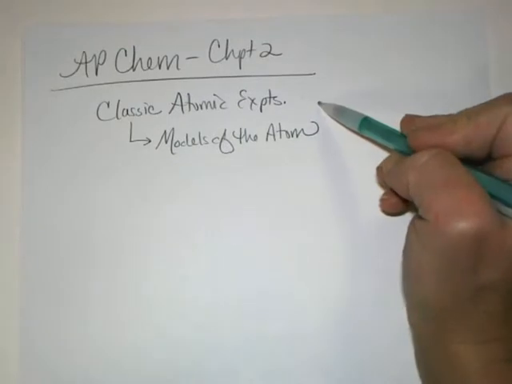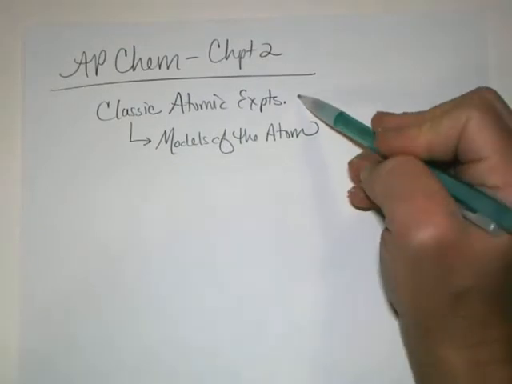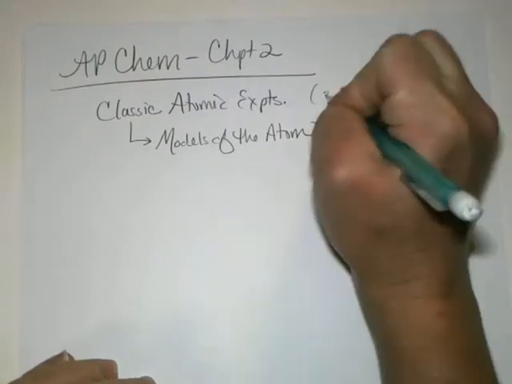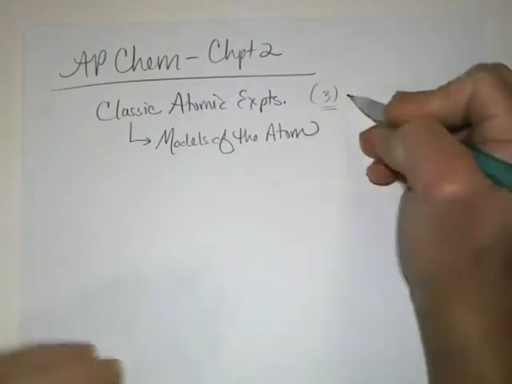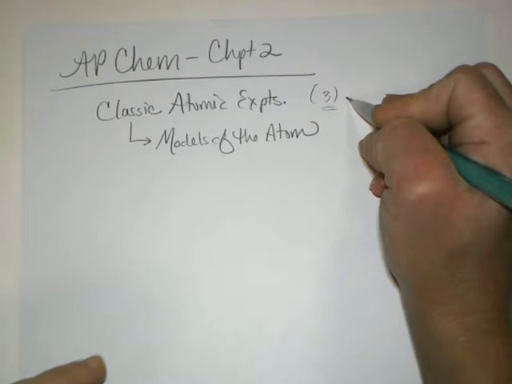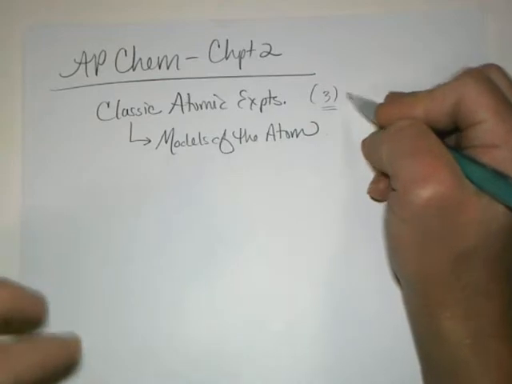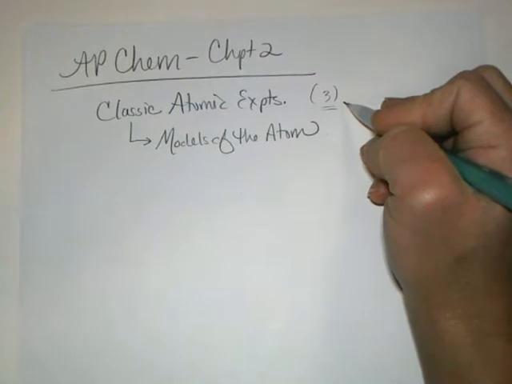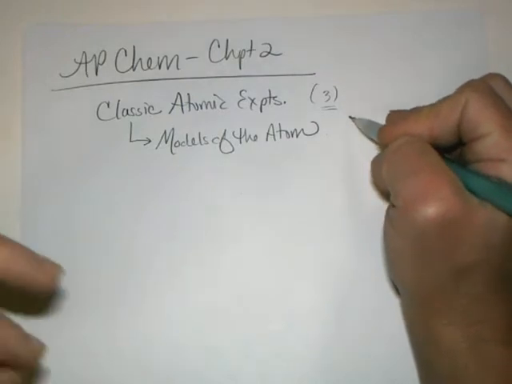So, what you are responsible for knowing are the three classic atomic experiments, that's what they're known as, who conducted them, what was the name of each, what was the basic setup of each of the experiments, what were the main findings, and then how was that applied to understand the atom.